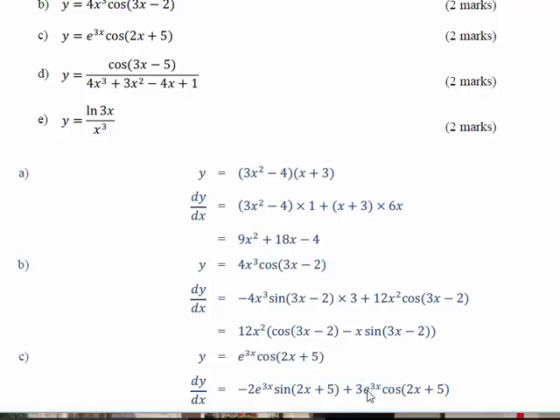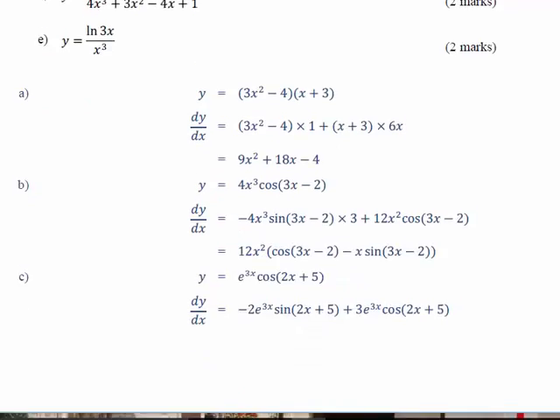And we're going to differentiate e to the 3x, which is going to give us 3e to the 3x times cos 2x plus 5. We've got e to the 3x as a common term in both parts of the expression, so we can put e to the 3x outside. I'll put the cos first because it's positive, so it's 3 cos 2x plus 5 minus 2 sine 2x plus 5.